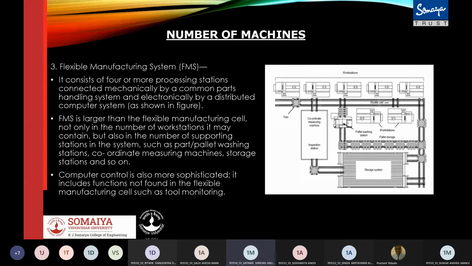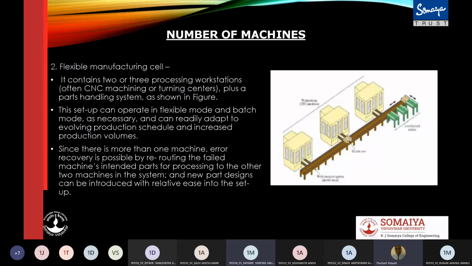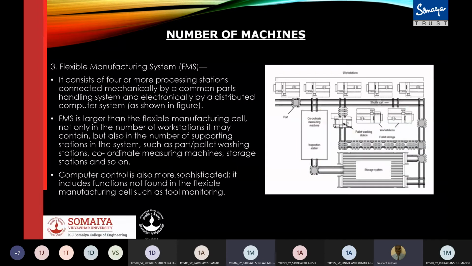Just by looking at the diagram, we can see that the level of complexity has increased. This diagram is for the flexible manufacturing system on your right hand side, and this is for the cell. So when many flexible manufacturing cells come together and more control computers are introduced because the complexity increases, we get a system that is called the flexible manufacturing system.